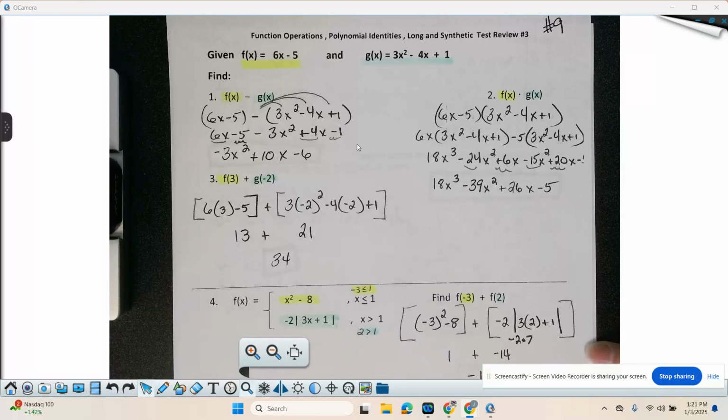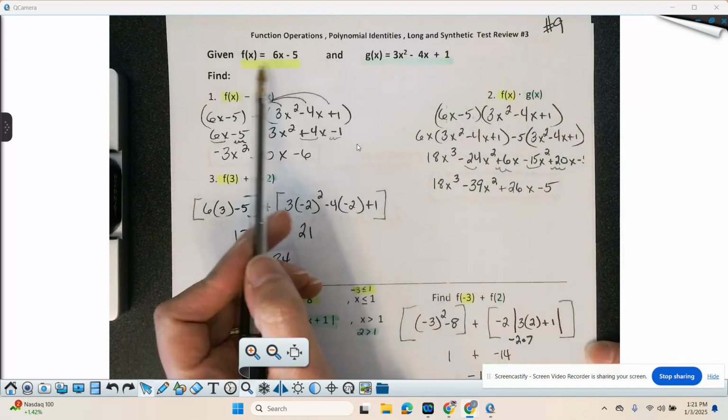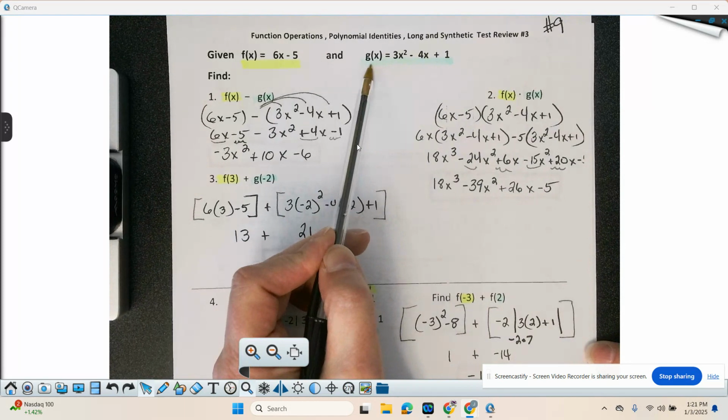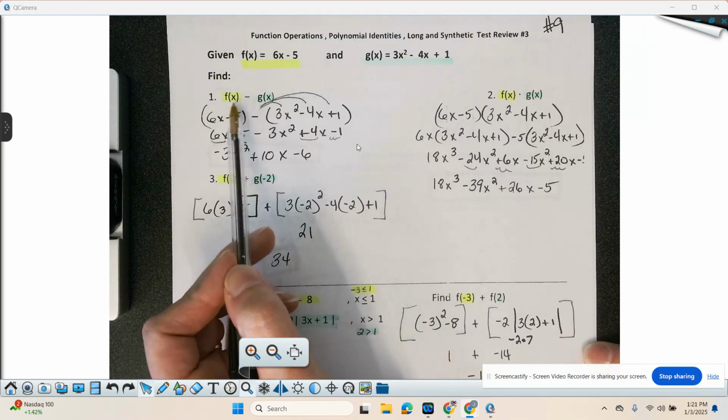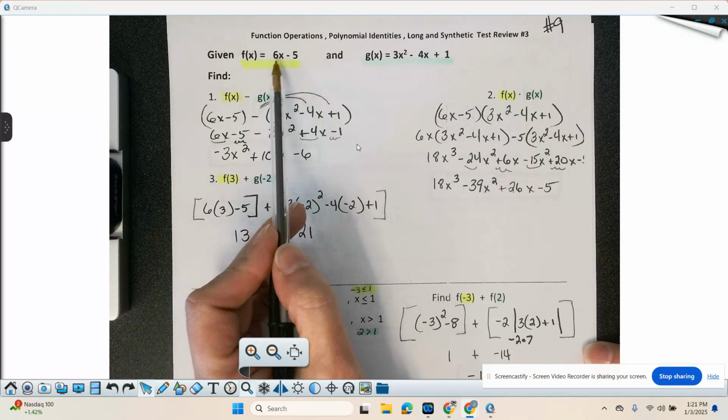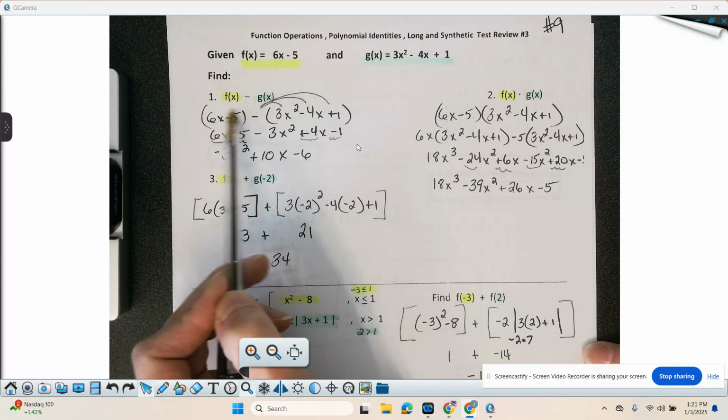So the first thing says, given that f of x is 6x minus 5 and g of x is 3x squared minus 4x plus 1. Those are the two different functions, and now we're going to do some problems. Number 1 says find f of x minus g of x. Notice we've substituted what f of x is, 6x minus 5. We've put that here for the f of x.